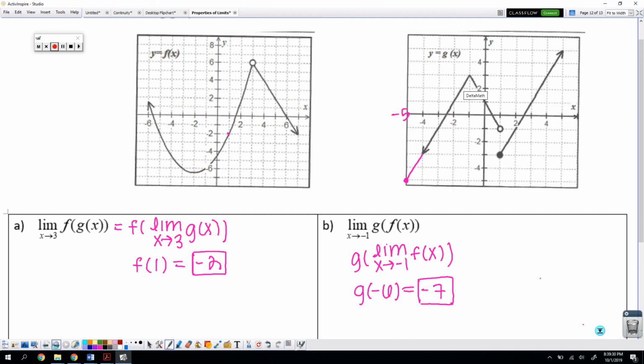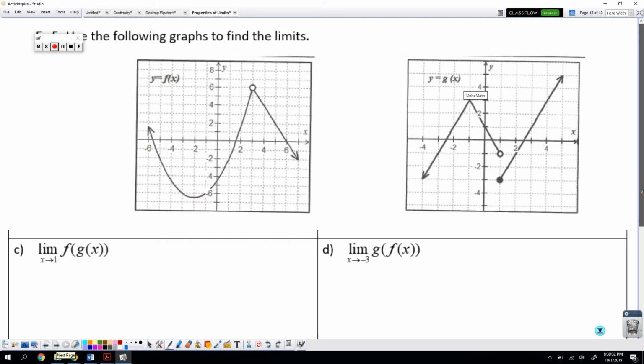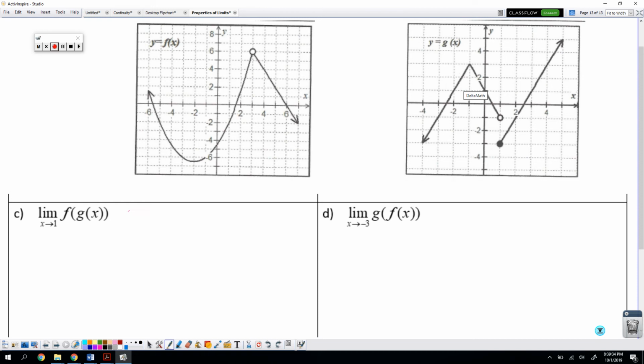Okay? And now we'll continue with the same question. So f of the limit of g of x as x approaches 1. As x approaches 1, it looks like the limit of g does not exist. Now this is does not exist.